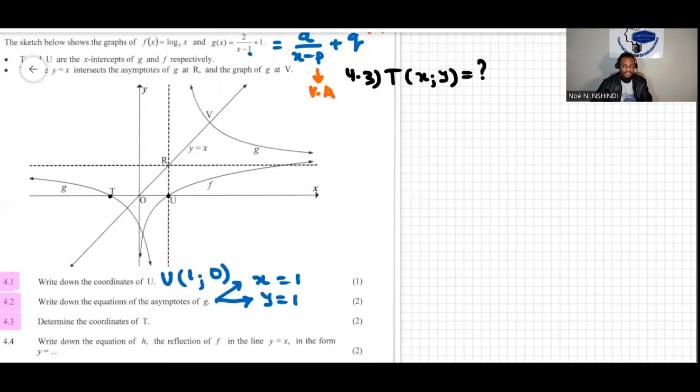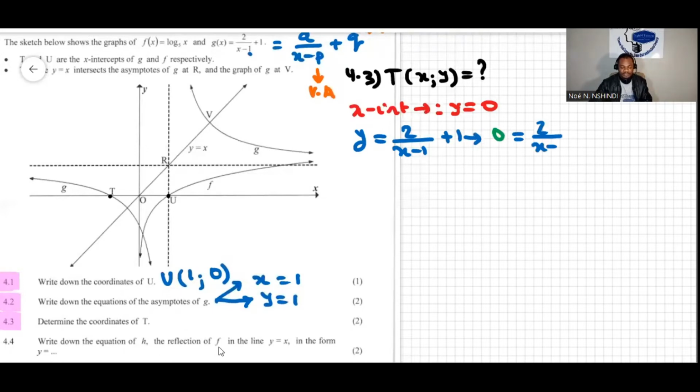Now t being the x-intercept, x-int simply means make y equal to 0. And the equation here, g of x is like y equal to 2 over x minus 1 plus 1. Now we are going to make g equal to 0, so y equal to 0. So what that means is 0 equal to 2 over x minus 1 plus 1. So if I move the 1 over, this will become negative 1 equal to 2 over x minus 1.